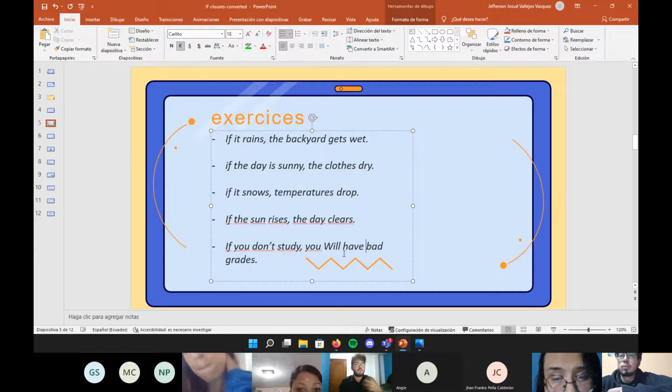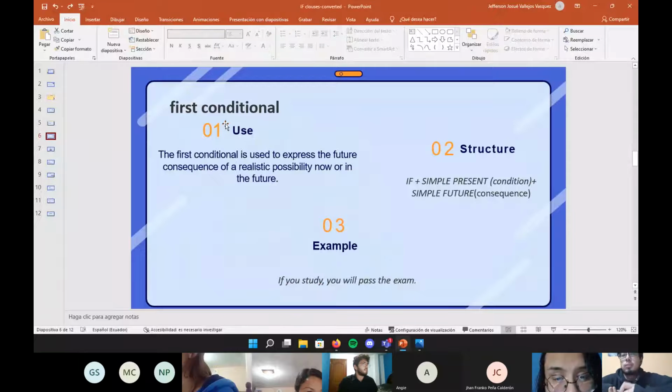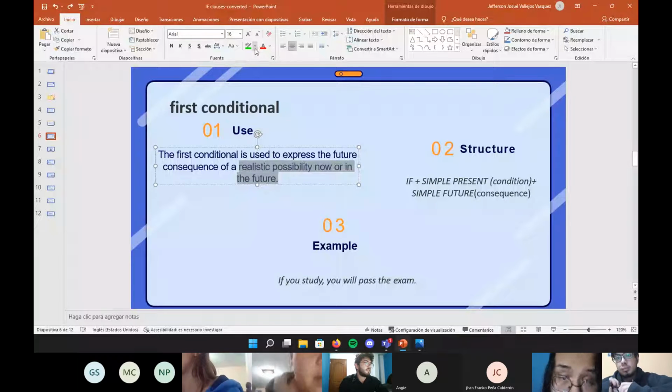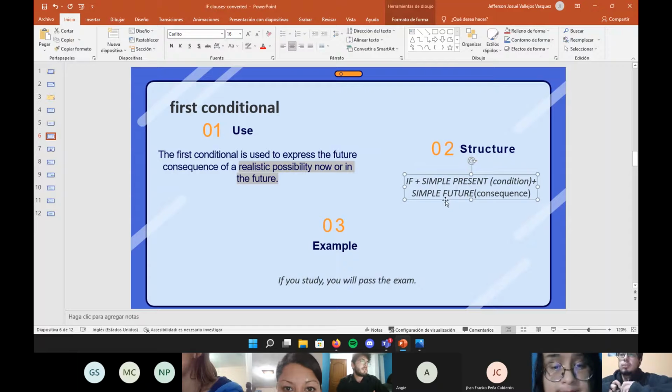We are talking about the first conditional, okay? The first conditional is used to express the future and its consequences, of a realistic possibility now or in the future. This part is very important. If we analyze the structure, we have the word if at the beginning or in the middle of the sentence, whatever you want. If plus the simple present, which is a condition.